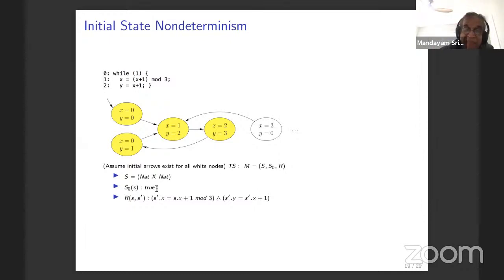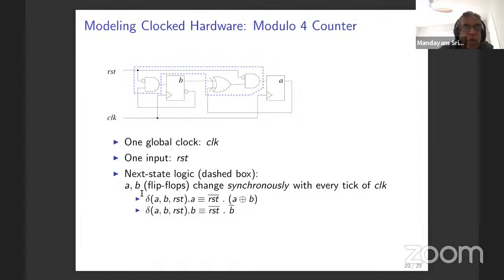Yes, sir. Okay. So this itself gives you certain non-determinism, in the sense that your initial state can be multiple things, and that's the way you capture it. So in this case, any state can be an initial state. You can start from there, but once you get to the yellow portion, you will stay within the yellow portion. That is the way this system behaves. So that is one way.